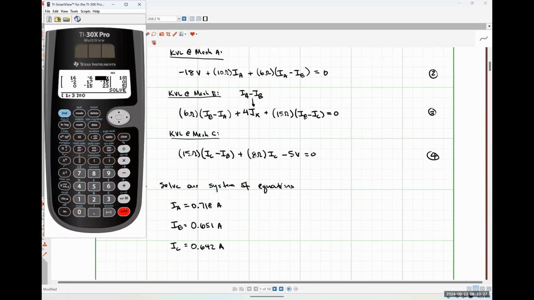Let's just double check the other things. IC is 0.18. That seems legit. Everything else seem okay? Okay. So let's resolve this system. Thank you for catching that mistake. All right, so that gives us 1.445.